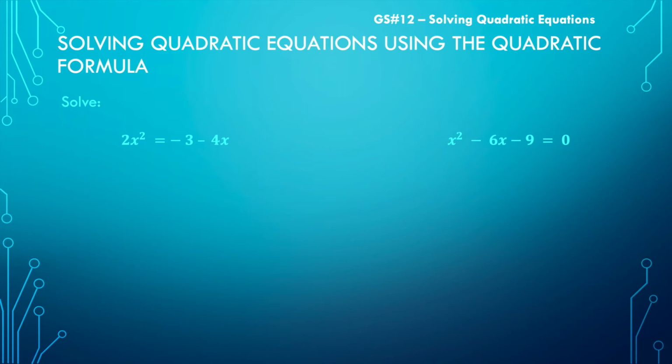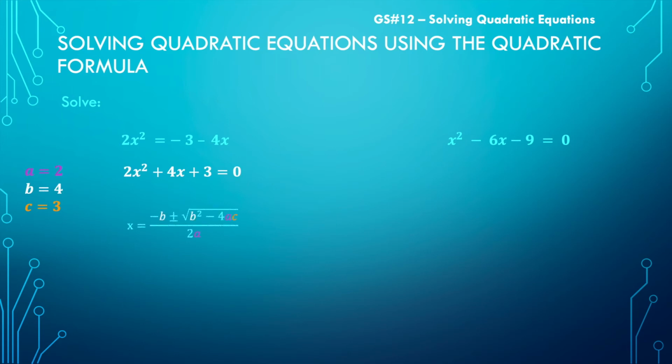2x squared is equal to negative 3 minus 4x, and x squared minus 6x minus 9 is equal to 0. Okay, so in the left-hand example, remember that we want to put our equation in standard form with everything on one side and set it equal to 0. So I would end up with 2x squared plus 4x plus 3 is equal to 0. Take a minute, identify your a, b, and c. A is 2, b is 4, and c is 3.